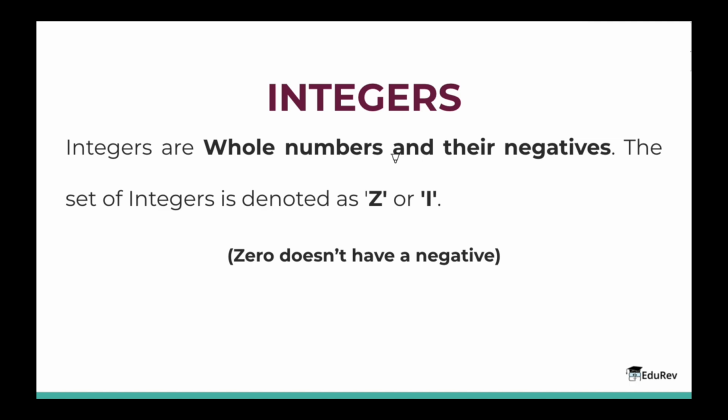Integers. In simple terms, integers are whole numbers and their negatives. The set of integers is denoted as Z or I. Now 0 doesn't have a negative, so that means from 1 to infinity we are going to do the negatives.